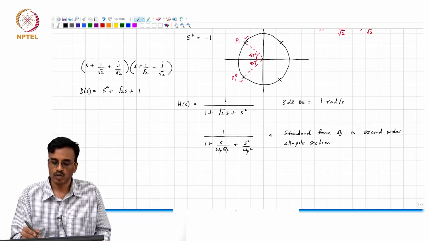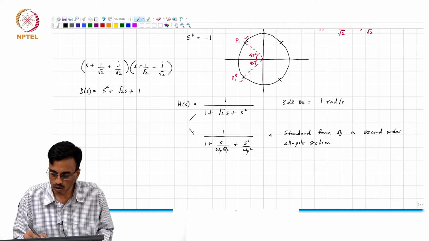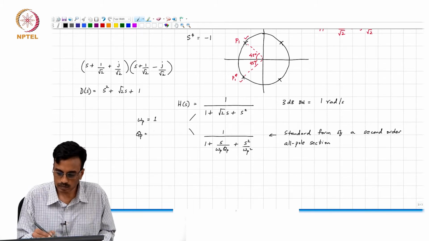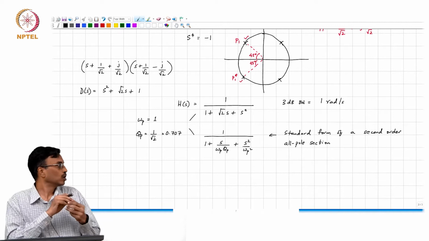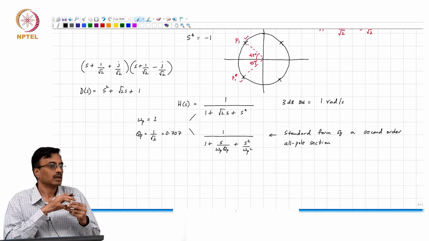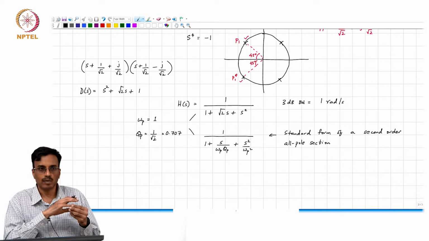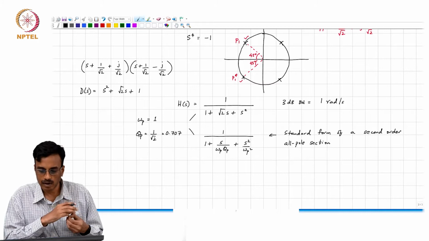Okay. So, simply looking at these two, what comment can we make about omega p? It is 1. And what about qp? 1 by root 2 or 0.707. Right. So, will there be overshoot or will there be no overshoot in the step response? There will be overshoot. Why? The q is greater than half, and therefore, there will be overshoot in the step response, right. It turns out that the overshoot is about 4%.